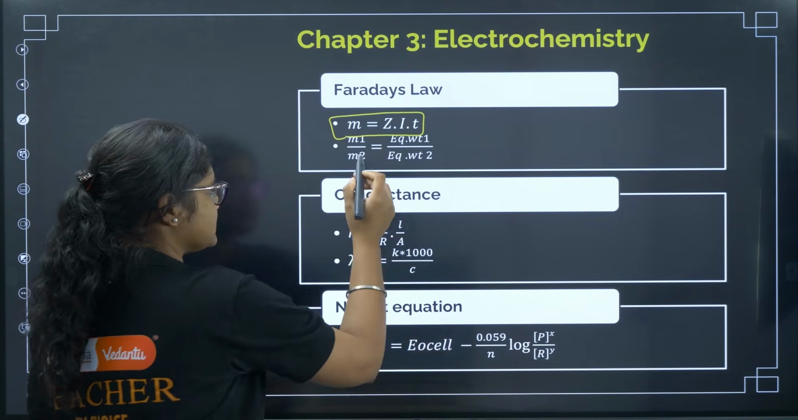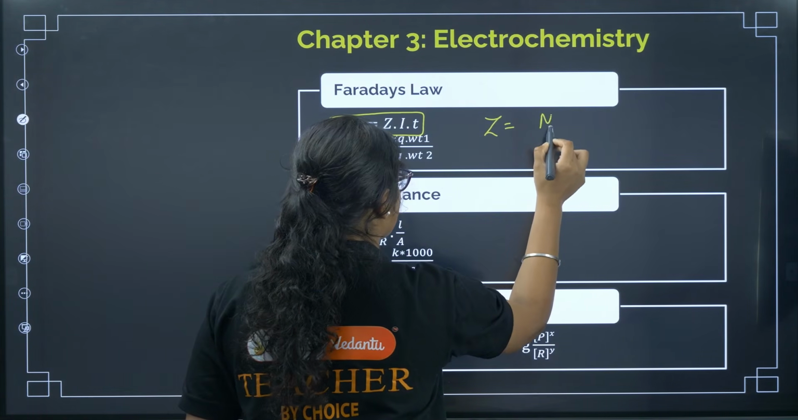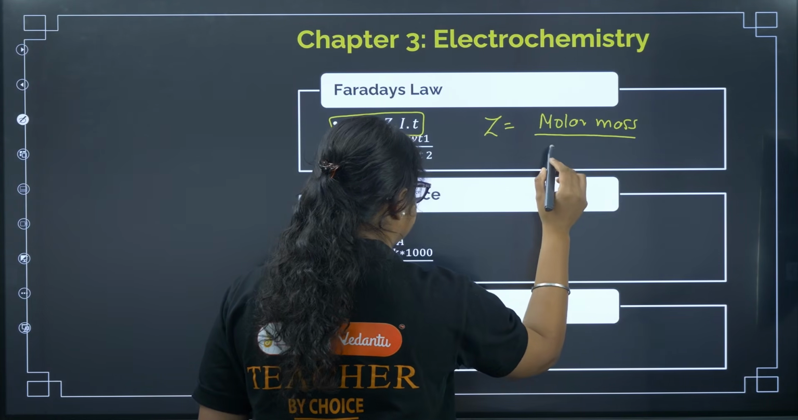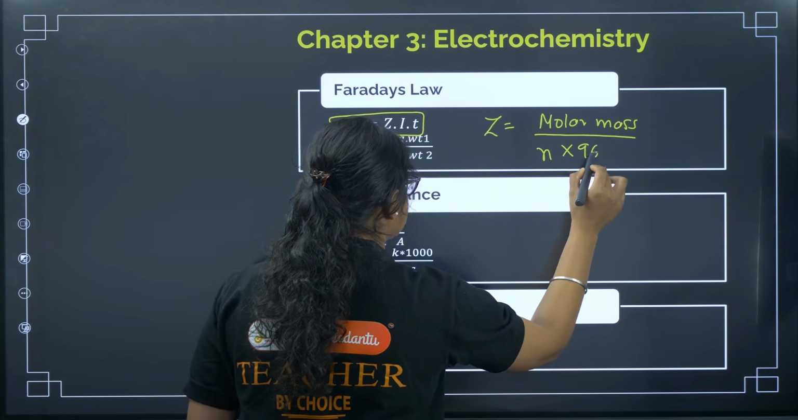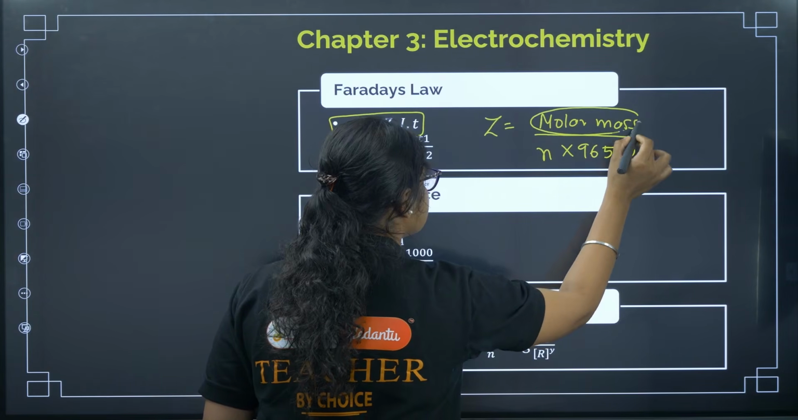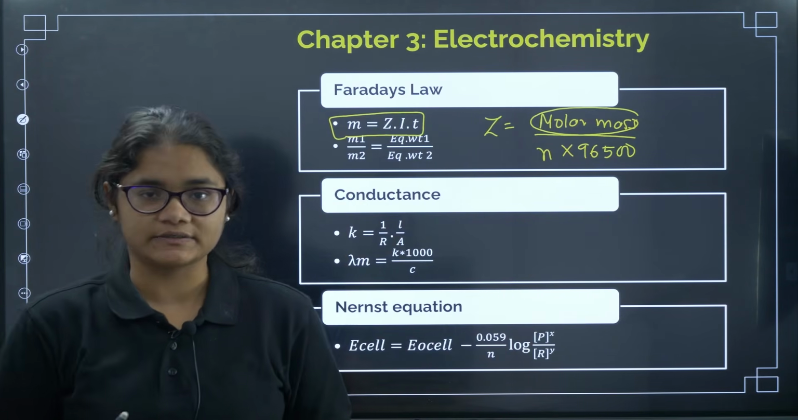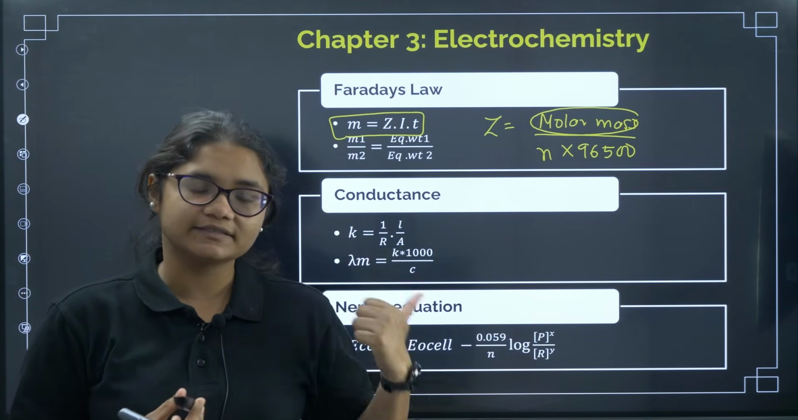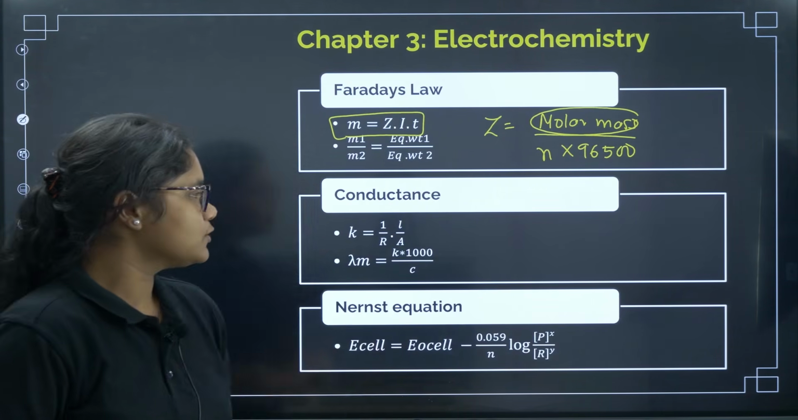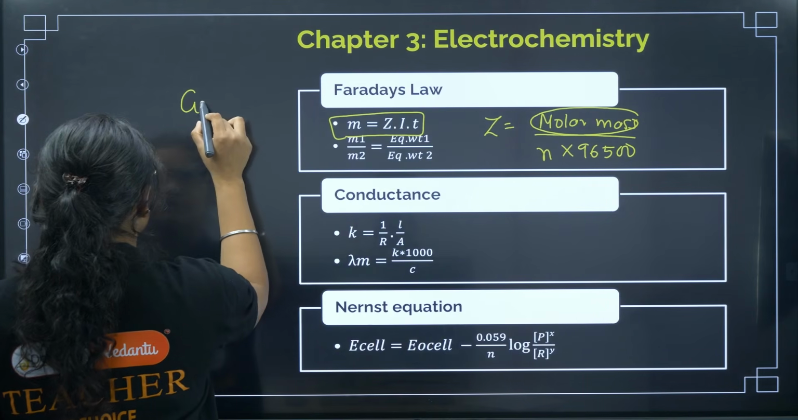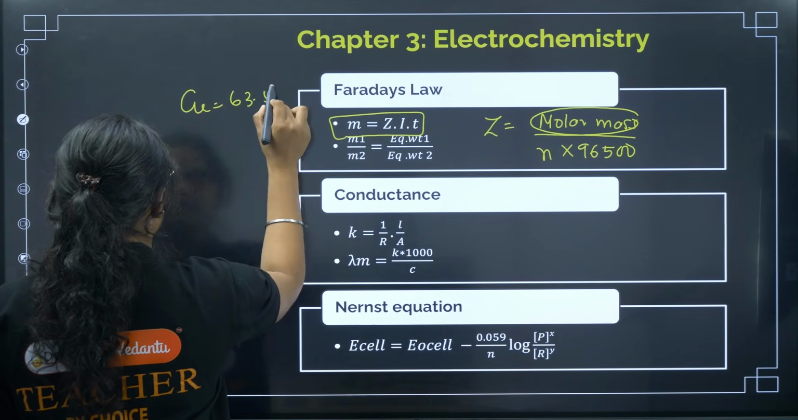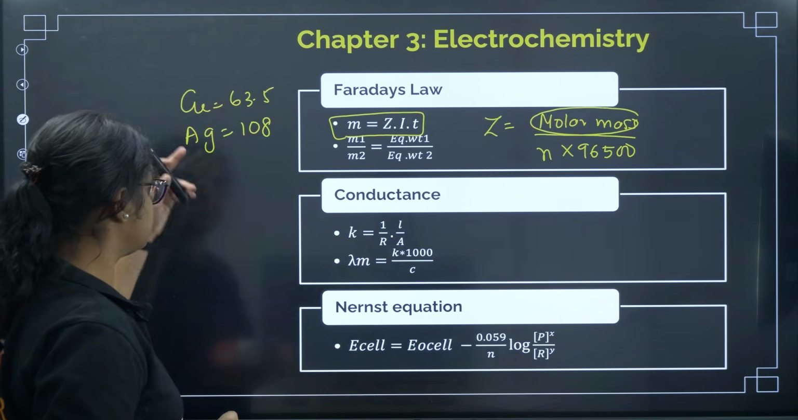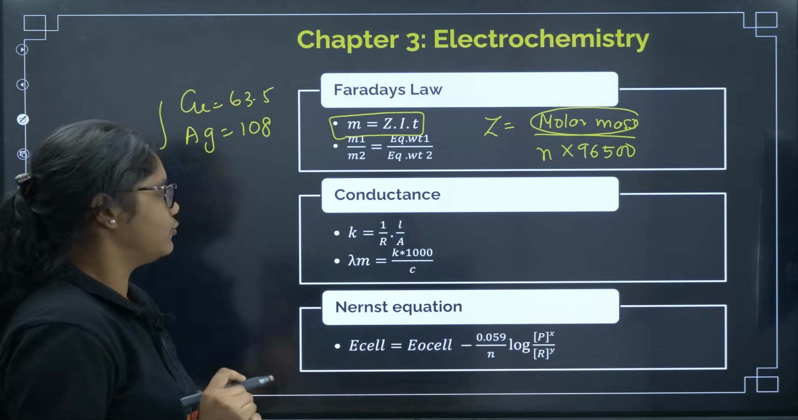Now what is Z here? The Z formula is molar mass divided by n into 96500. Whose molar mass should be taken? The mass which is getting deposited. Copper is getting deposited, so take the copper molar mass. Silver is getting deposited, so the silver molar mass has to be taken. Here also you should remember the molar masses of some important elements: copper is 63.5, silver is 108. These two are generally asked, so please remember their molar masses.